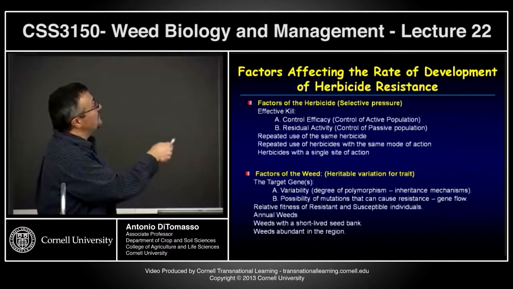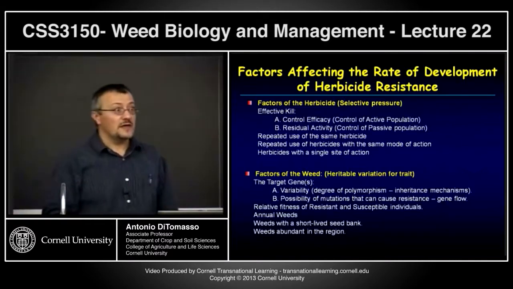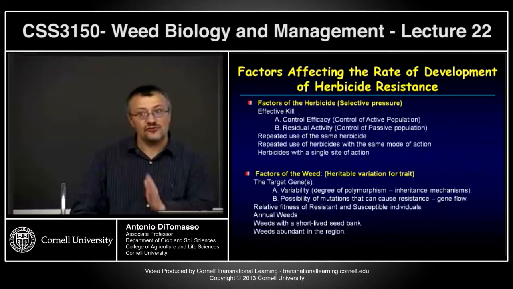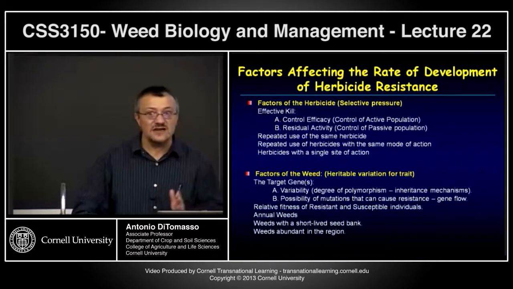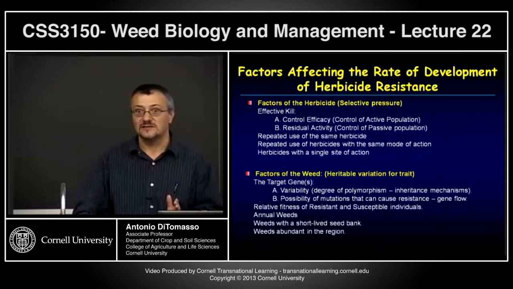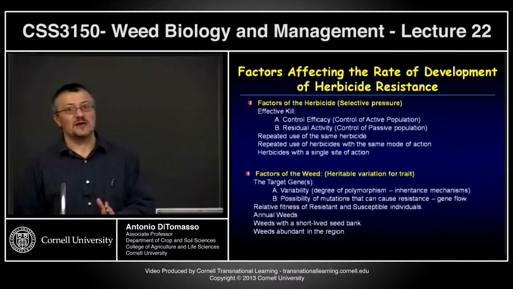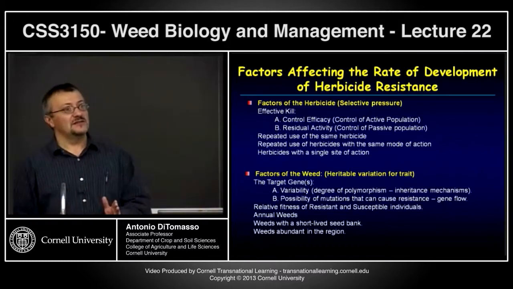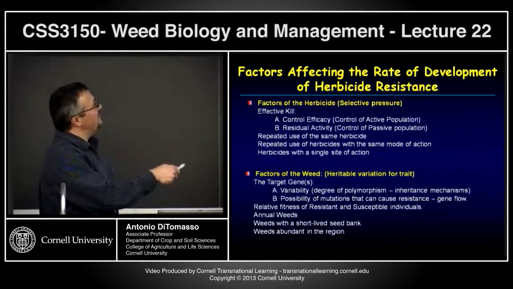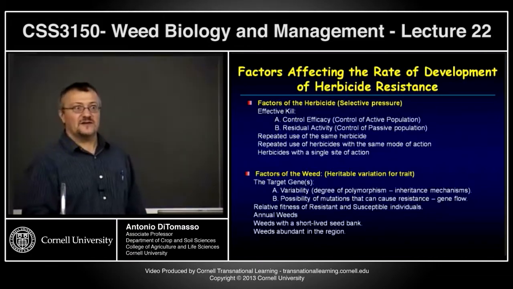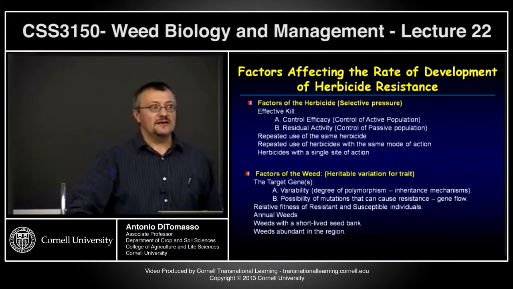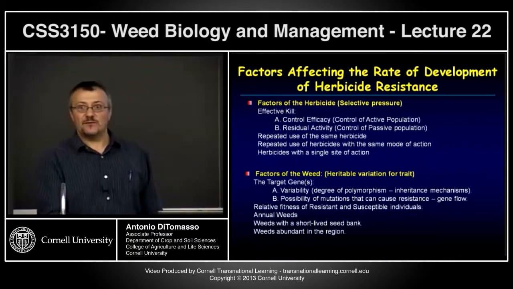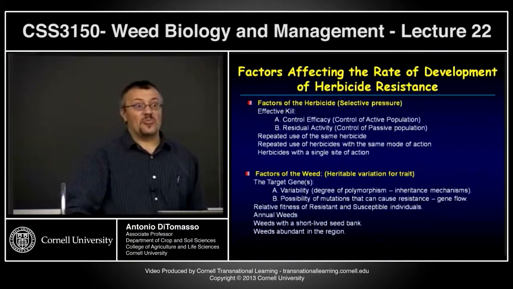Control efficacy, basically effective kill. Our herbicides are extremely effective. We get 99% of the population wiped out, if not 100%. So we wipe out those susceptibles really fast. And in some cases, we have residual activity of some of these herbicides. I'm not saying that we should accept less than perfect kill, but that might be one of the things we need to be thinking about.